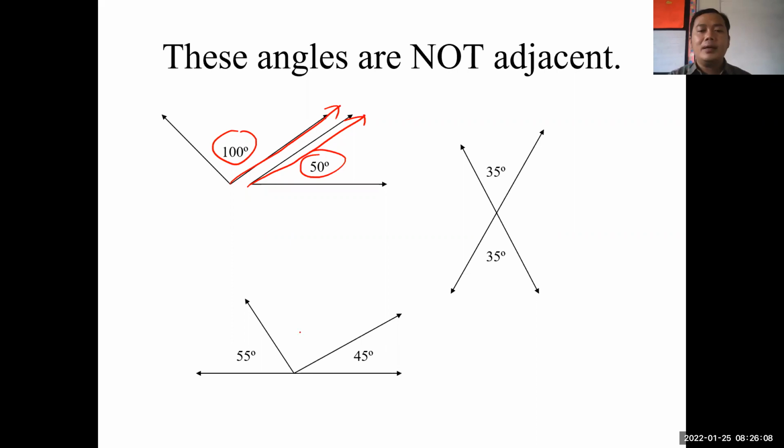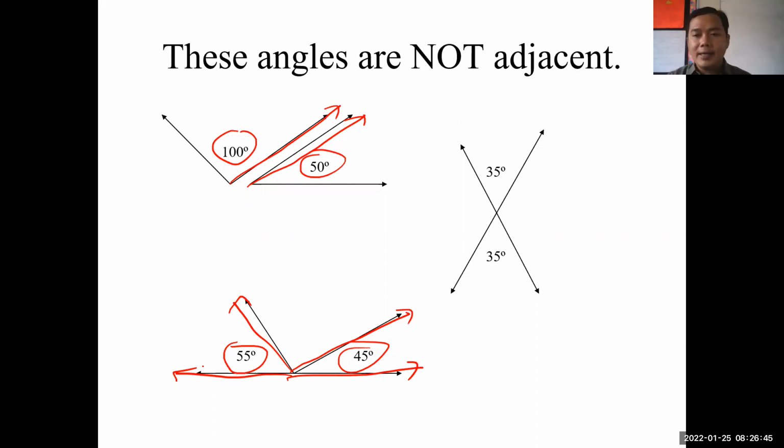The second example, this one over here, the 55 and 45. Again, they do not share a common ray, because that 45 has this ray and this ray, and the 55 has this ray and this ray. There is no common ray between the 55 and 45, so we cannot say that 55 and 45 are adjacent, right? So focus on the one that has the size, that 55 and 45. Both of them are not adjacent because they do not share a common ray.